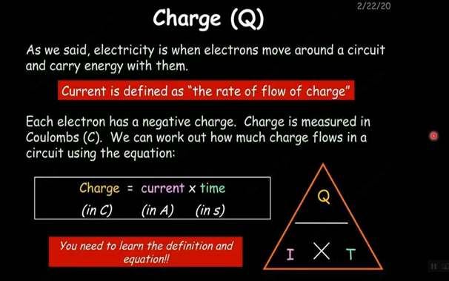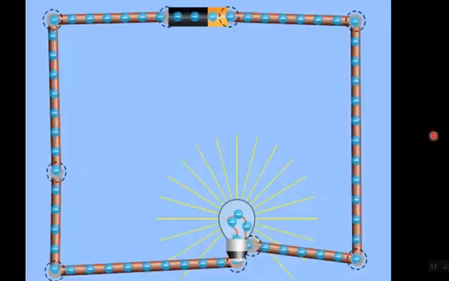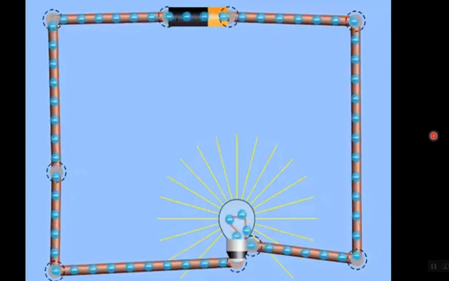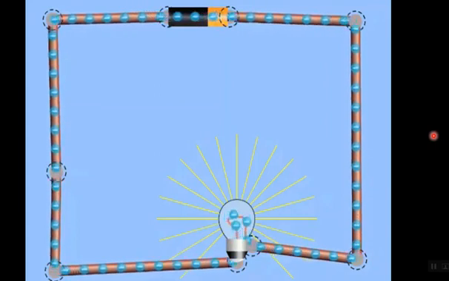Electricity is when electrons move around the circuit and carry energy with them. If we look at the next analogy, we can see that there are electrons traveling through the circuit. They receive energy at the cell, and then they deliver the energy at the resistor. In this case, the resistor is a lamp. Back to our previous slide.